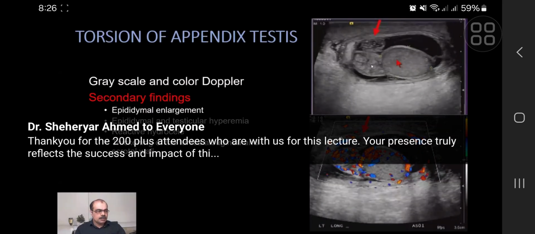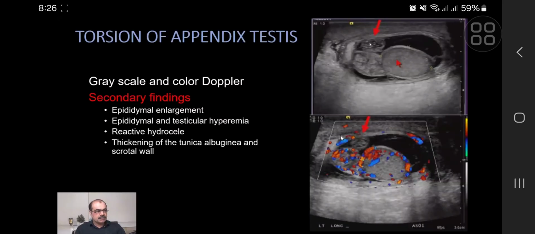Another similar case where you can see the testes and the epididymis, which is also secondarily inflamed, because with torsion of the appendix testis there are secondary inflammatory changes like epididymal enlargement, hyperemia, reactive hydrocele, and thickening of the tunica albuginea and scrotal wall as well. So it can show you an appearance of epididymitis, but you need to make sure this is an additional structure you are seeing, and this is the torsion of the appendix testis.